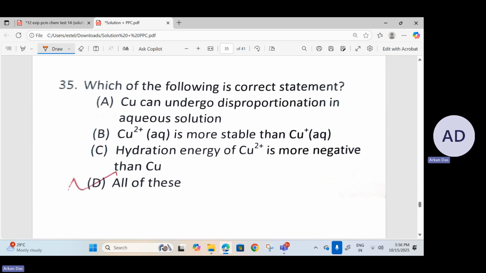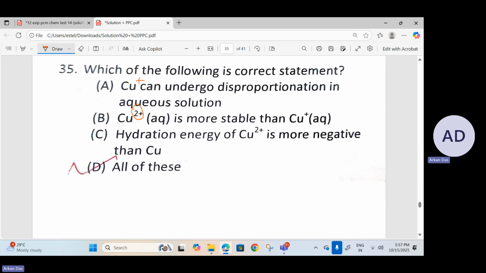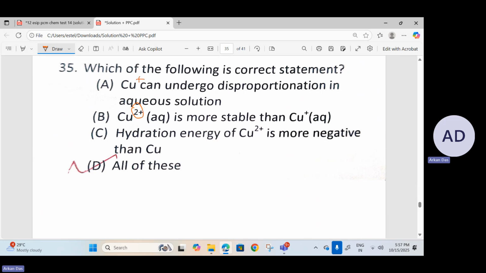Next question, which of the following is correct statement? Copper can undergo disproportionation. This should be copper plus, printing error, it will be cleared before your exam. So here it is copper plus can undergo disproportionation reaction in aqueous solution. Definitely copper plus can become copper 2 plus and copper. So yes, it can undergo. Copper 2 plus is more stable than copper plus. Of course, more the positive charge, more the charge density, better the enthalpy of hydration, better is the stability. Hydration energy of copper 2 plus is more negative than copper plus. Yes, that is also true. Because in case of copper 2 plus, more amount of water is getting satisfied due to the high amount of charge. So it is more negative than copper plus. And henceforth, all the statements are correct.